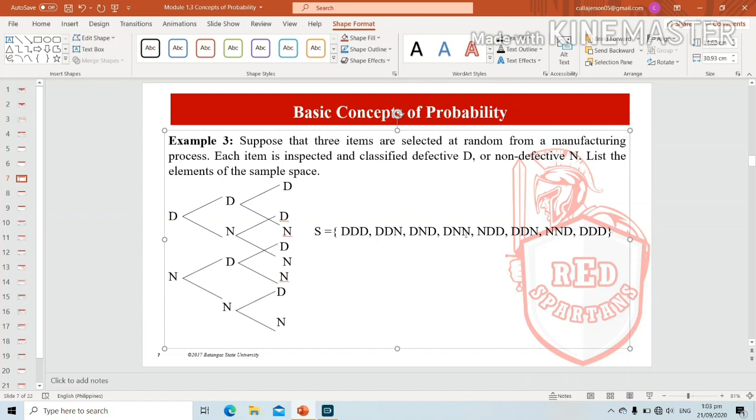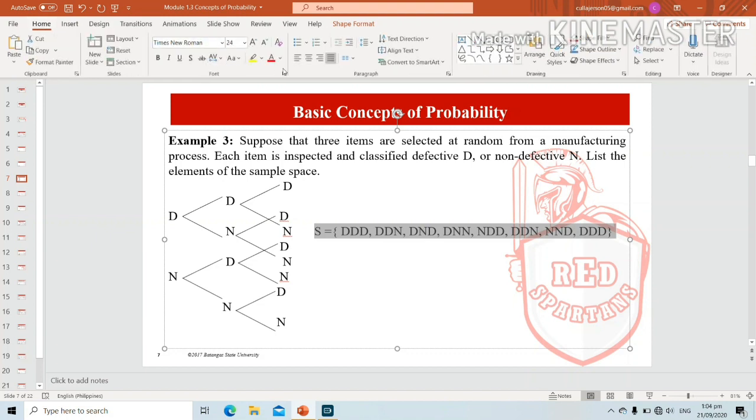So, we have 8 sample points: DDD, DDN, DND, DNN, NDD, NDN, NND, and NNN. So that is our answer for example number 3.